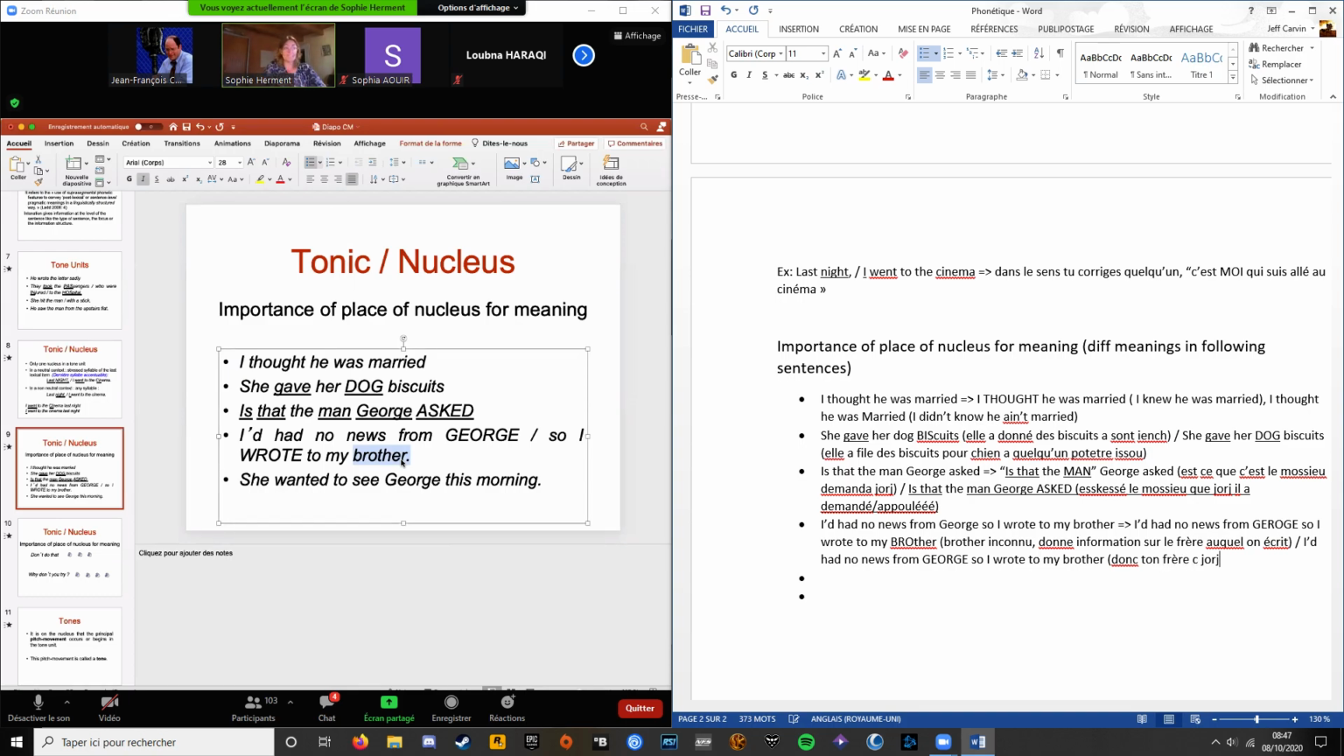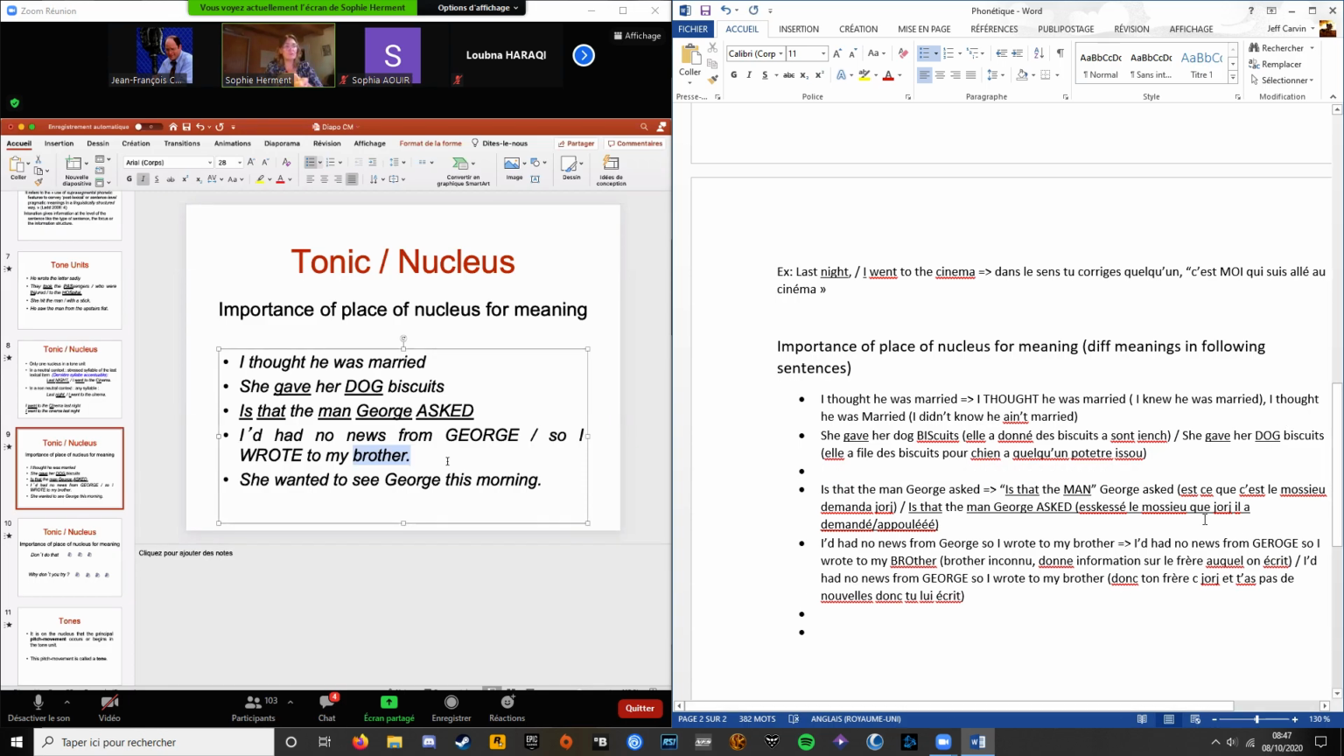Okay. So you see this idea of given information. Really here it's not the fact that you want to emphasize. It's really the fact that brother is already known.